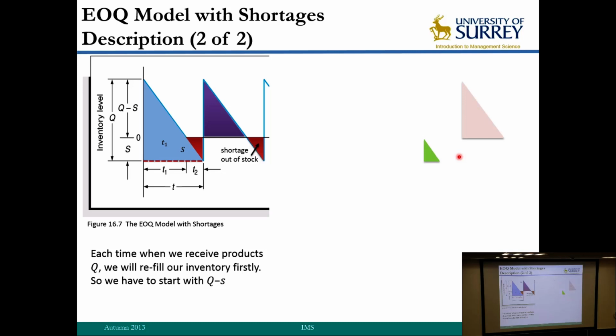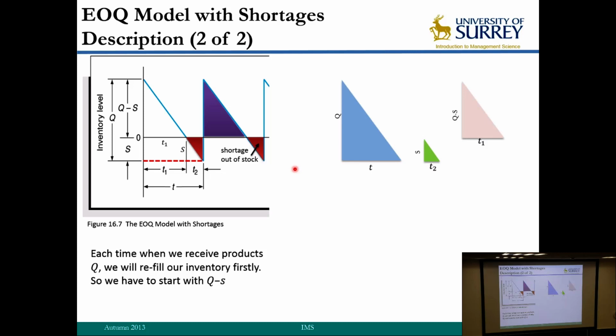And the last one is a blue one, it's a bigger one. So, and this is actually Q. And so this is actually T. So if we look at this again, looking at the three small triangles, this is Q, this is T, and this is S, this is T, and this is Q minus S, this is T1. So they are all very similar.